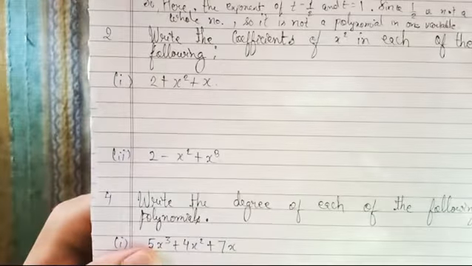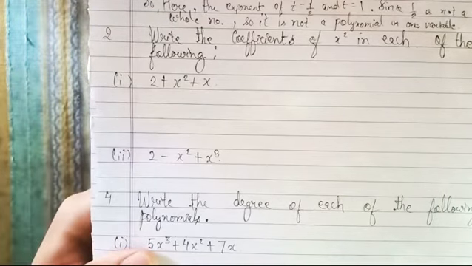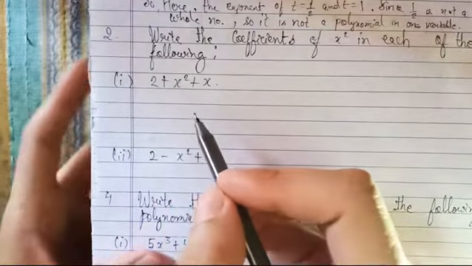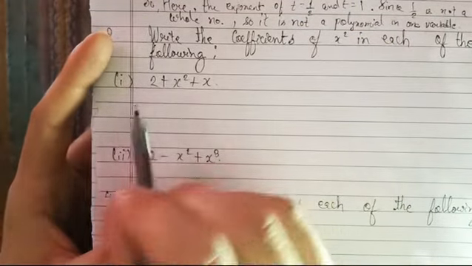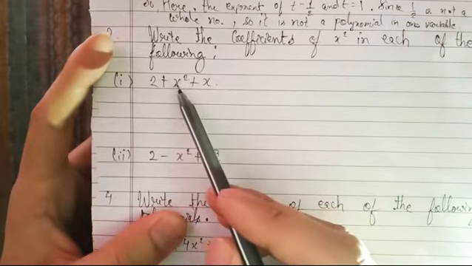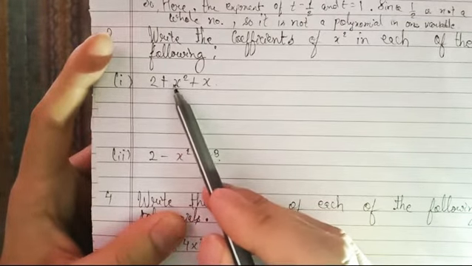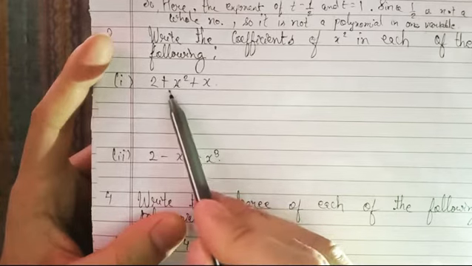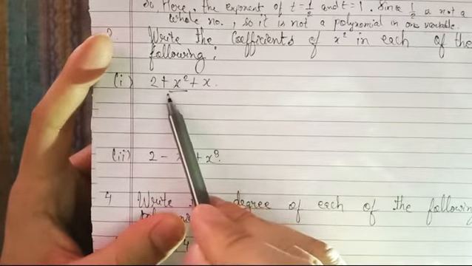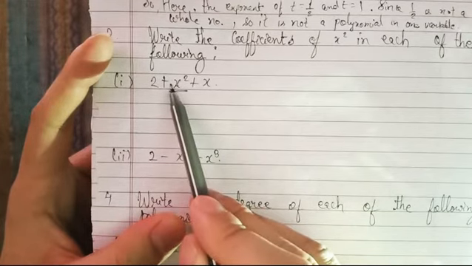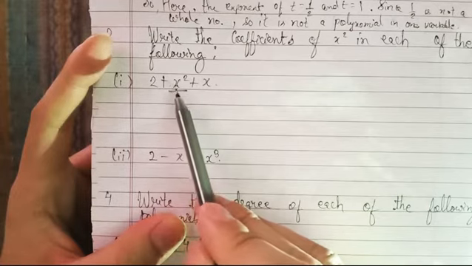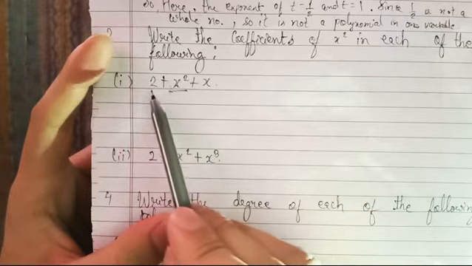Question number second, write the coefficients of x square in each of the following polynomials. Okay, we have to write the coefficient. Such an easy question it is. You just have to look which number is multiplied with x square over here in this second term only. Just we have to find the coefficient. Coefficient means a number, a constant which is multiplied to a variable with each and every term.